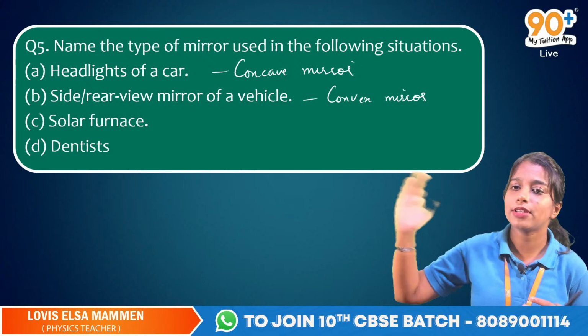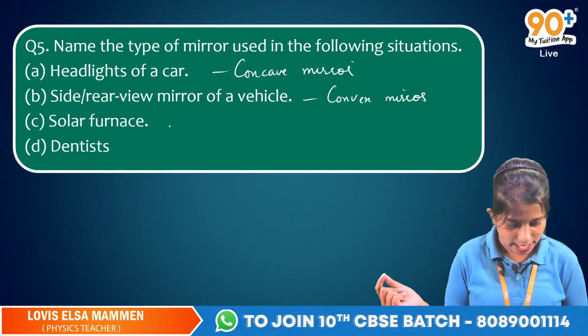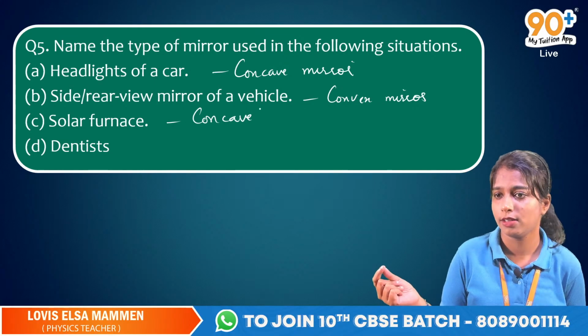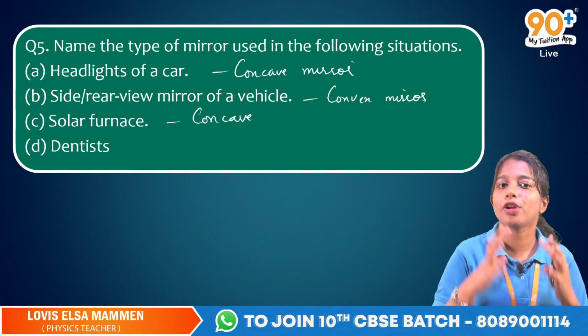Got it? Now the third one, solar furnace. In the case of a solar furnace we will be using a concave mirror. There also we need to produce parallel beams of light.